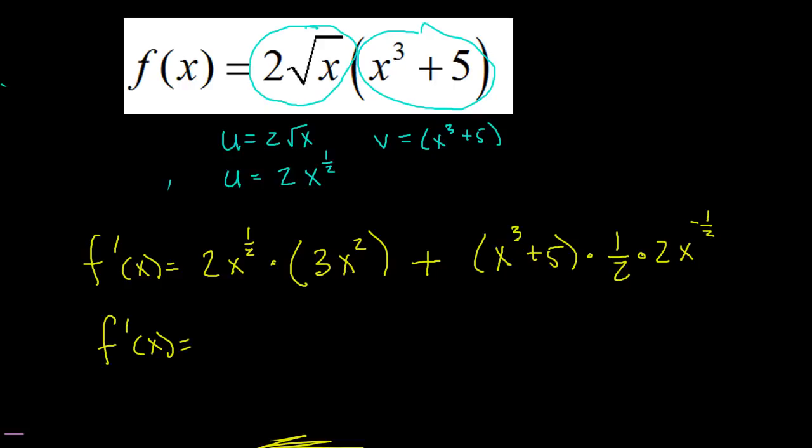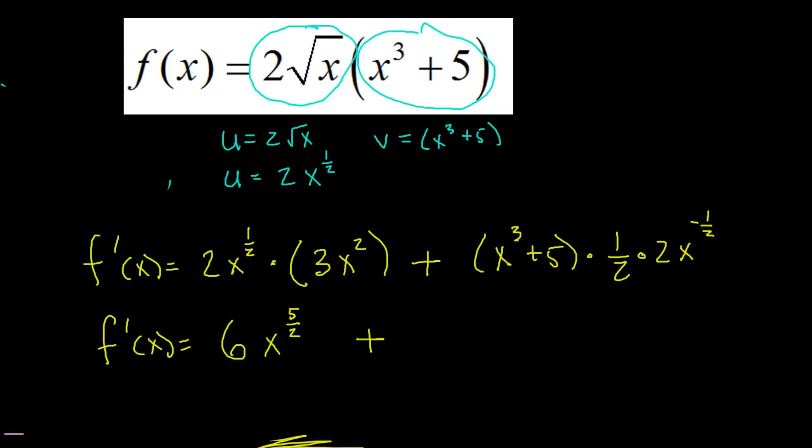All right, so here I got a 2 times 3, that's 6. X to the 1/2 x squared. You are allowed to, this is an old exponent rule. When you're multiplying powers, you can add the exponents. So 1/2 plus 2 is 2.5. That's going to be 5/2. 1/2 plus 2 is 5/2.